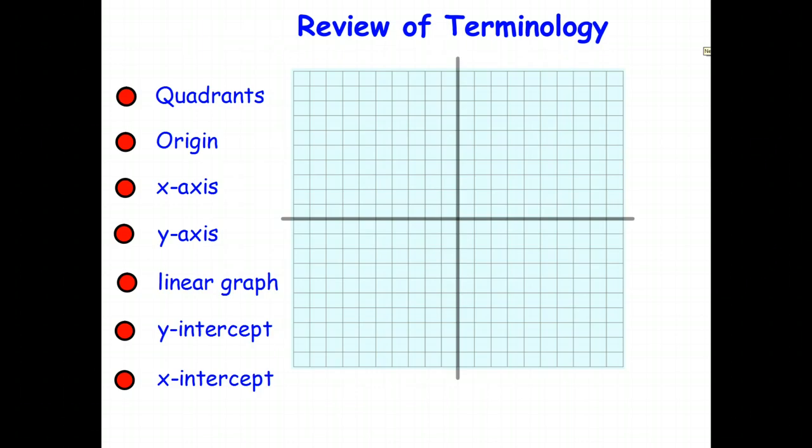So once again, we'll start by just reviewing the terminology. Here we have a number plane with 2 lines called the axes. The 2 lines divide the number plane into 4 parts, which are called the quadrants, which are numbered 1, 2, 3, and 4 in an anti-clockwise direction starting in the upper right. Where the 2 lines intersect is called the origin.